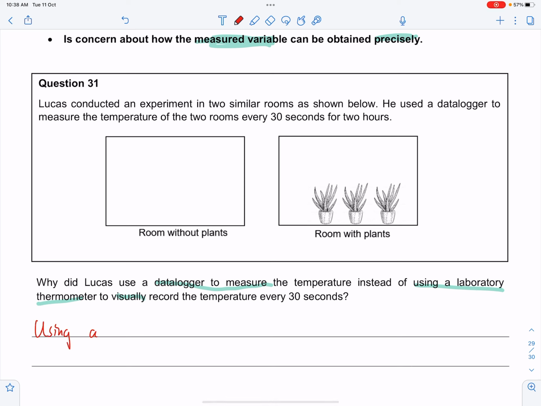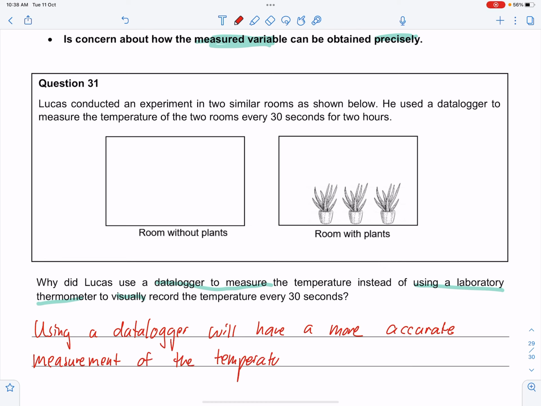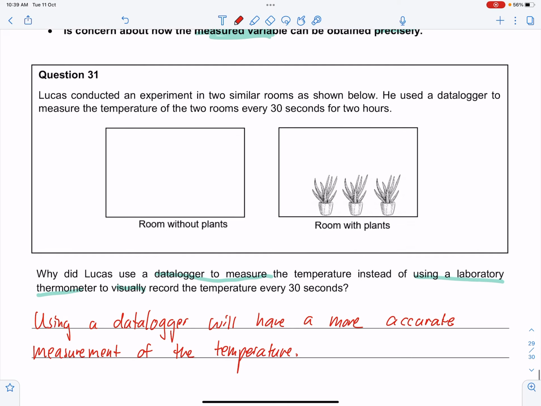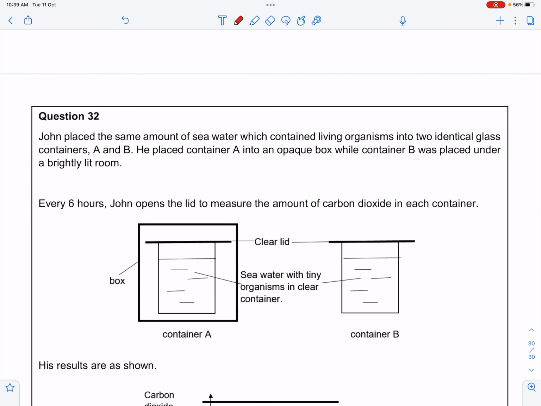So using a data logger will give a more accurate measurement of the temperature. So what else? It is equivalent to if I ask you to measure the length of a running track. I give you a measuring tape and I give you a meter rule. The measuring tape is more accurate, because it's continuous as compared to the meter rule. Okay, next.